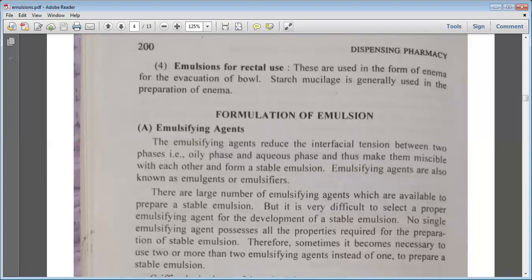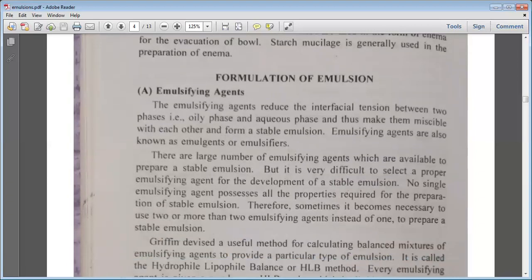So that is the reason that a stable emulsifying agent has to be selected in the formulation of an emulsion, and these emulsifying agents are also known as emulgents or emulsifiers. There are a large number of emulsifying agents available to prepare a stable emulsion, but it is very difficult to select a proper emulsifying agent for the development of a stable emulsion. No single emulsifying agent possesses all the properties required for the preparation of a stable emulsion.